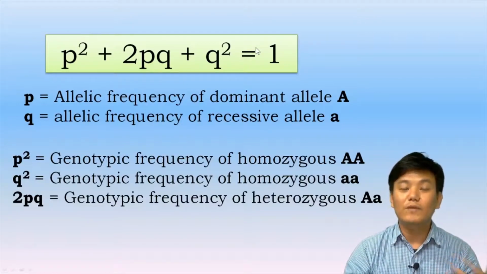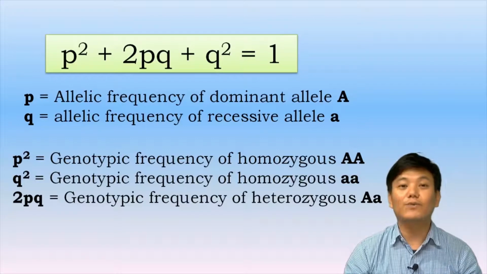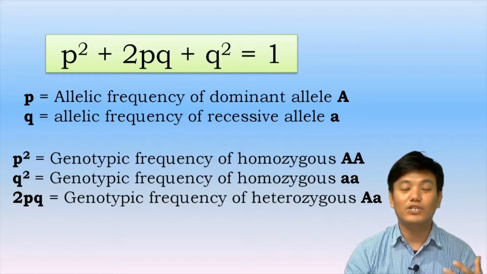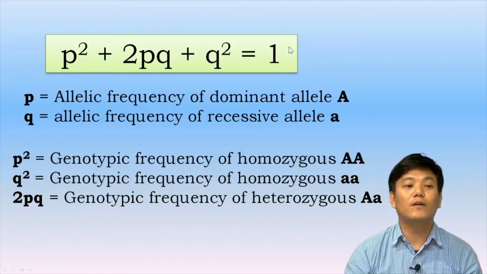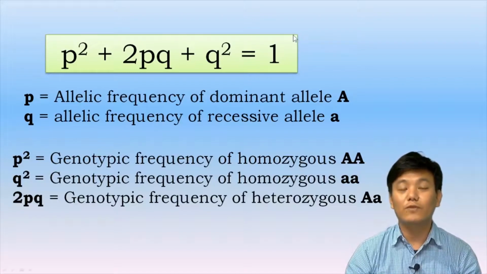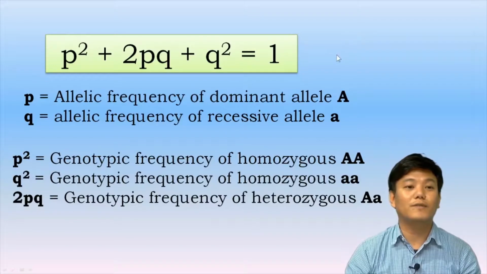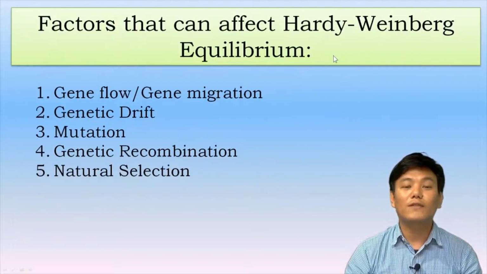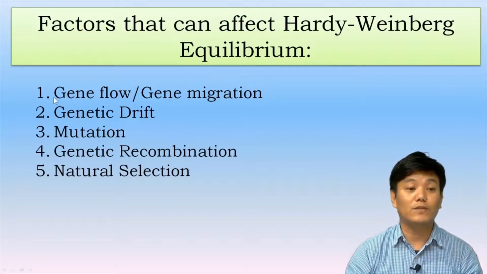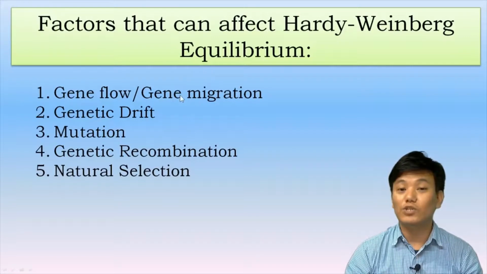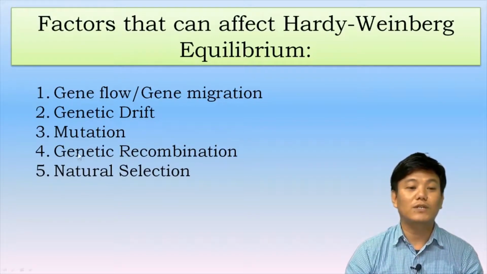But will we be able to find any population which is not undergoing any change in its genotypes? It is not possible. Evolutionary forces act upon most populations on planet Earth. So what are the factors that affect Hardy-Weinberg equilibrium? They are: gene flow or gene migration, genetic drift, mutation, genetic recombination, and natural selection.